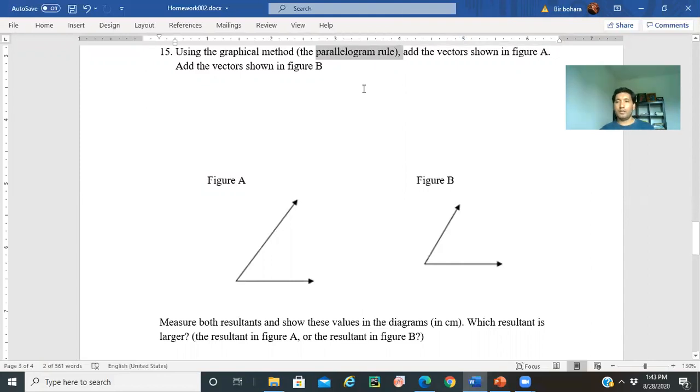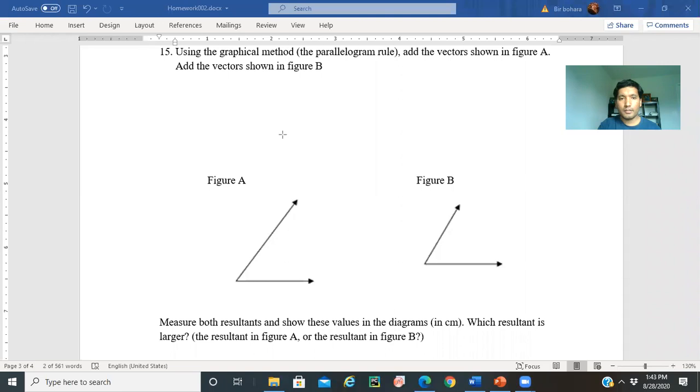Before talking about the parallelogram rule, now what is a parallelogram? Let's understand that. I hope you are familiar with the parallelogram from your high school. Let me draw a parallelogram right here.